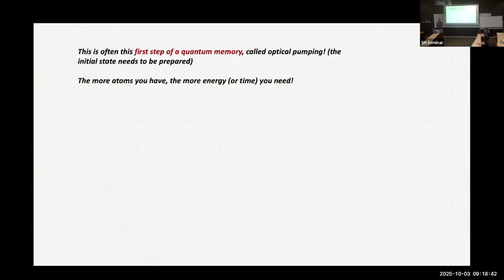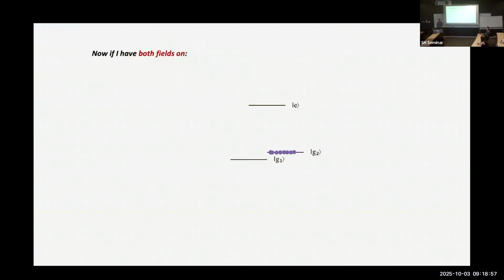It's often the first step of quantum memory. It's extremely important because you need to prepare your initial state in the right way. Lots of papers investigate how much energy you need to do this, how hard it is, and the more atoms you have, the more energy and time you need. Now let's consider another example. We have both of the fields on at the same time. No matter where it starts out, if you run at steady state, you're going to get a 50-50 distribution between the 2 ground states.